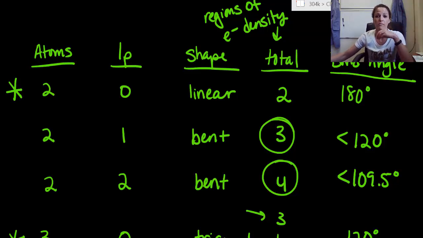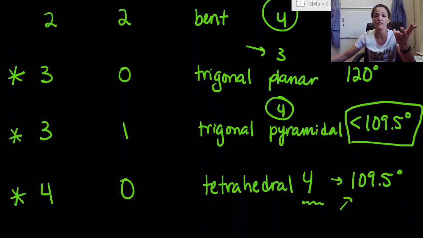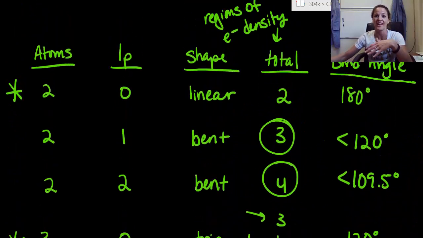So whenever you're assigning bond angles, you just add up your total regions of electron density. You figure out what the main one is. It's either going to be 180, 120, or 109.5. If you have a lone pair at all, you just add the less than sign, okay? That's all there is to it.